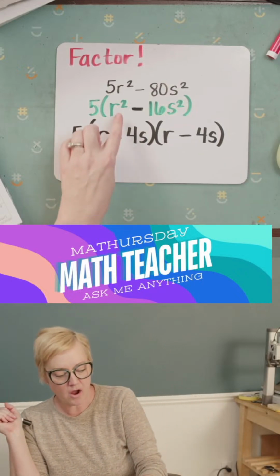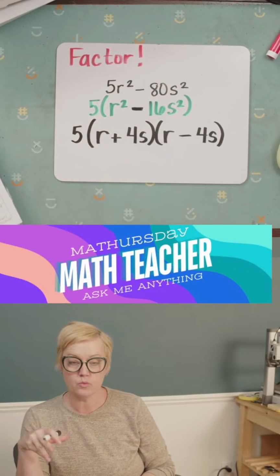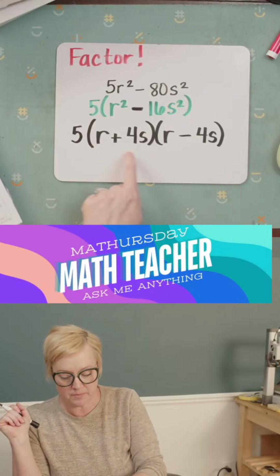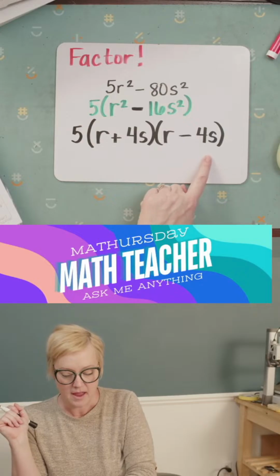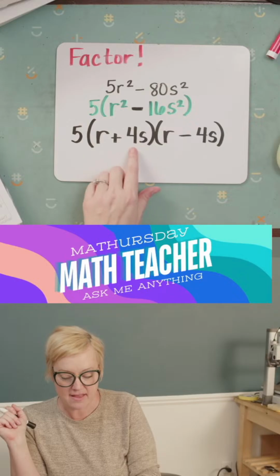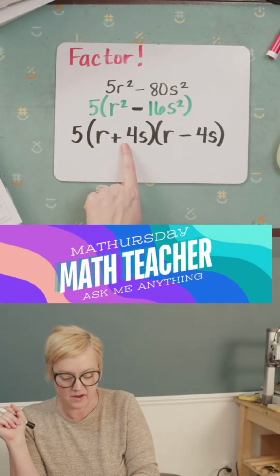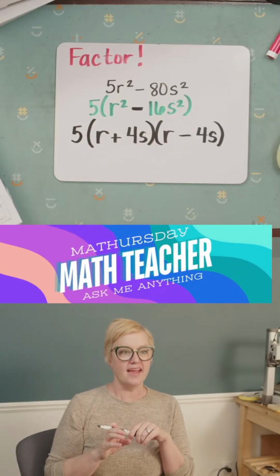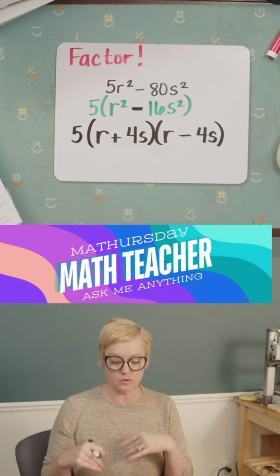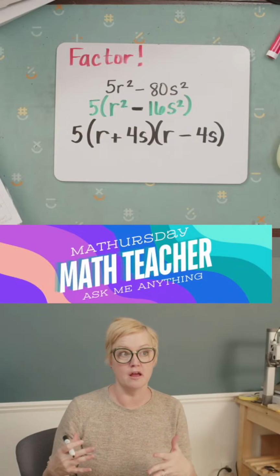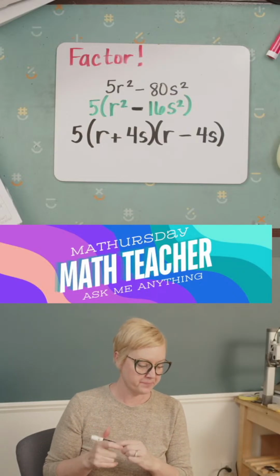So we've got r squared minus 16s squared. The reason this works out is that if I were to multiply these together, the 4r terms would cancel out, and then you're left with that same thing. So you've got a plus 4s and a minus 4s, that's a negative 16s squared. Okay, so this is where you're factoring. This is called difference in squares, or difference of squares.